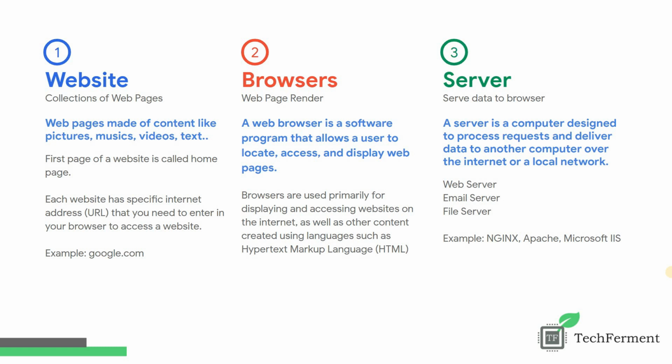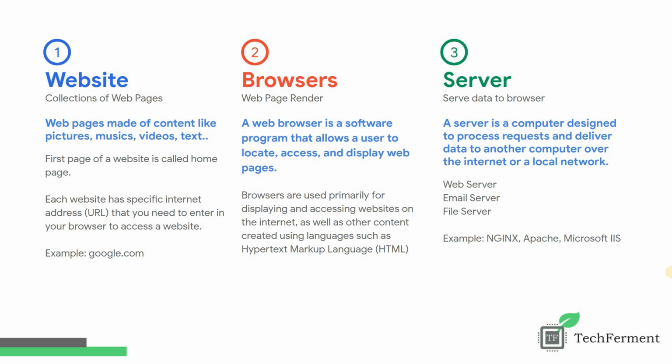Next, we have the email server. We use an email server for sending and receiving mail over the network. Email servers use protocols like IMAP, the Internet Message Access Protocol, and POP, the Post Office Protocol. These are all protocols you can use in an email server.